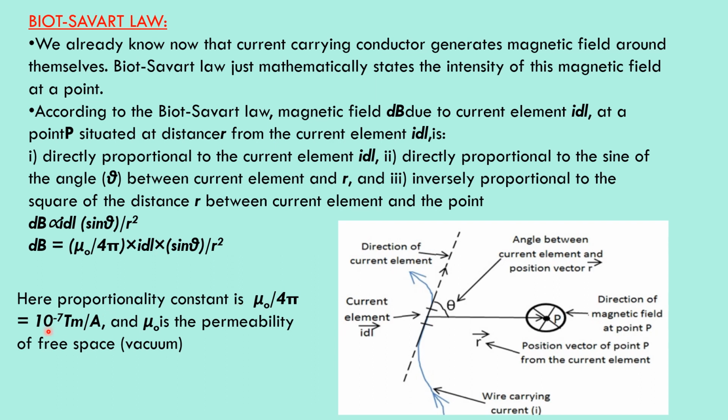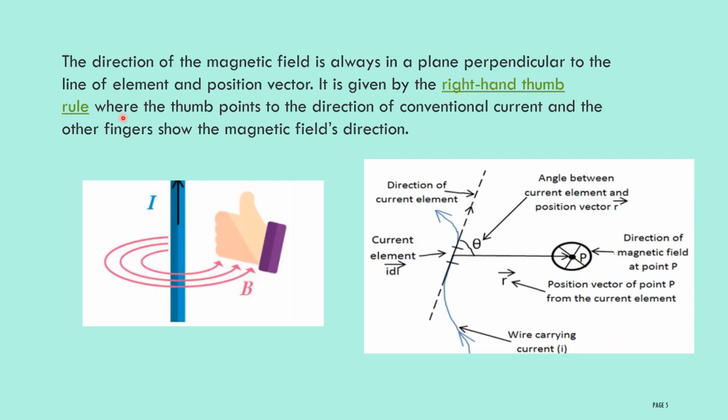Its value is 10 to the power of minus 7. Here mu naught is the permeability of free space or vacuum. This is the constant you have to remember. According to the Biot-Savart law, you are finding the magnetic field experienced by the point P because of this current carrying conductor. This one you have to remember.